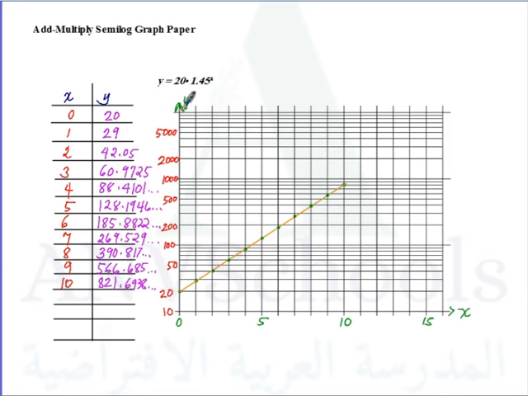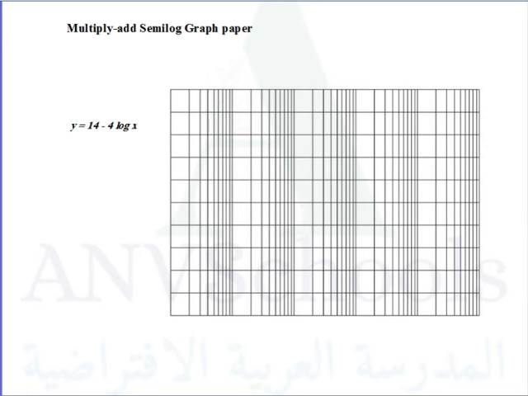And this would be our y-axis. And this is our y equals 20 times 1.45^x. Okay? So this is the add-multiply semilog graph paper for an exponential function. Now how about for multiply-add semilog graph paper? We could use this for a log function of x. Okay, so y is a function of log x.